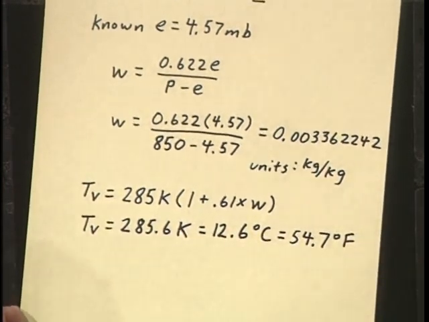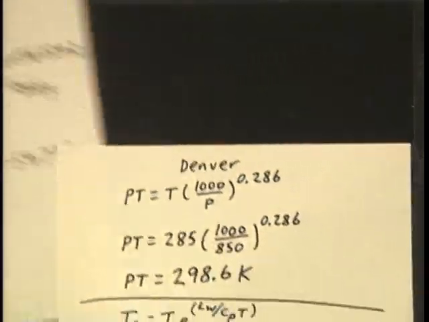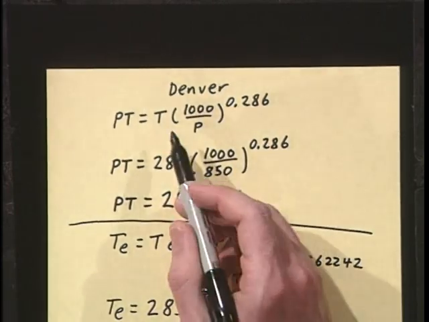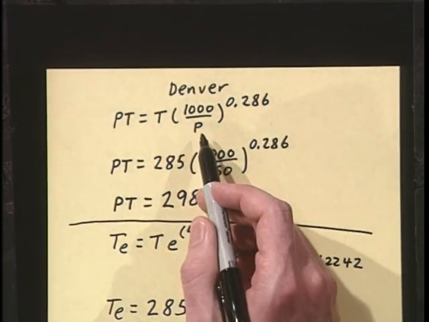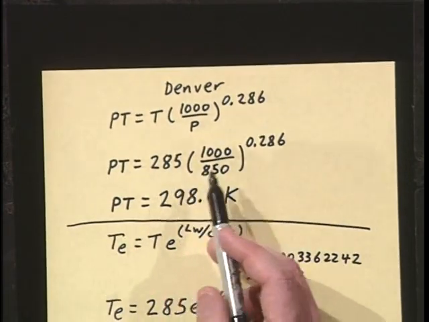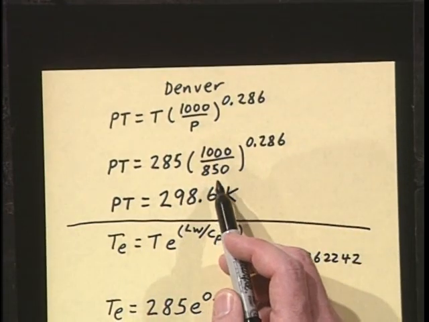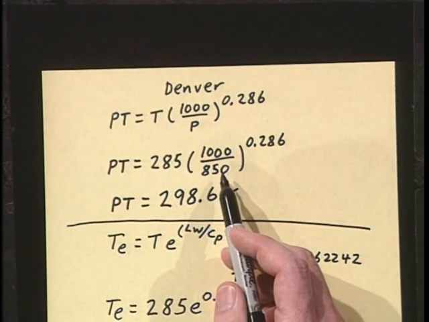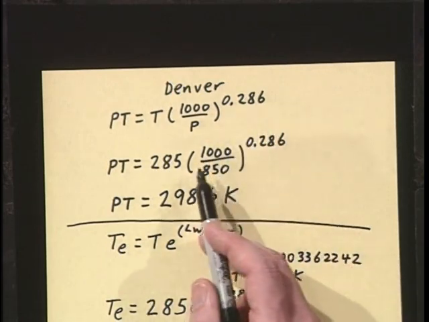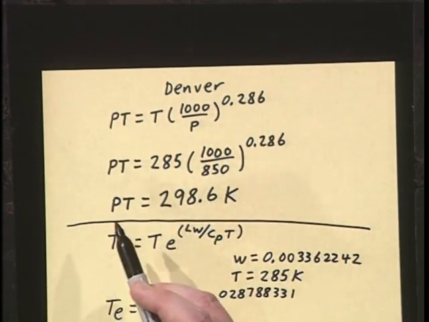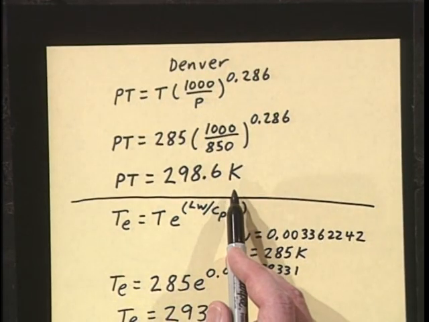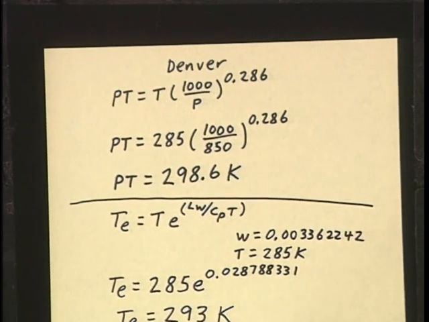Next, we want to determine the potential temperature of the air. That's the temperature times 1,000 divided by P to the 0.286. So 285 is our temperature. You take 1,000 divided by 850 and you'll get a number. Take that to the 0.286 power. So you have one number here multiplied by 285 and you'll end up with 298.6 Kelvin for the potential temperature.